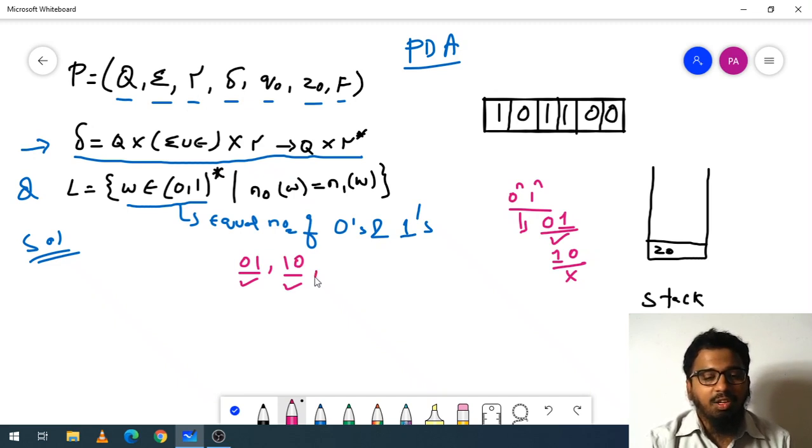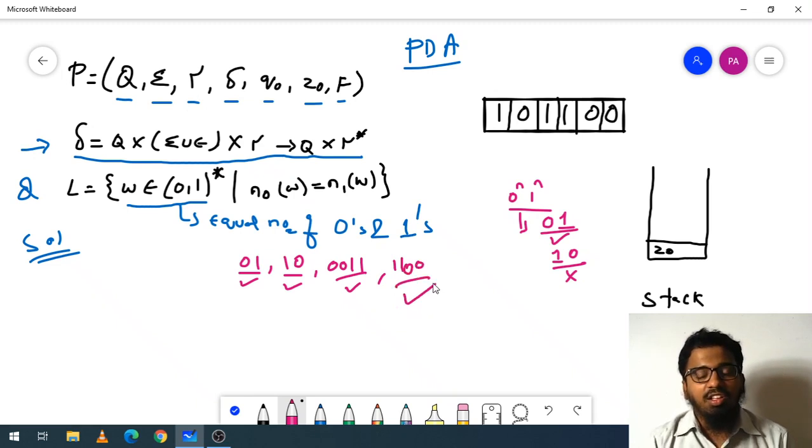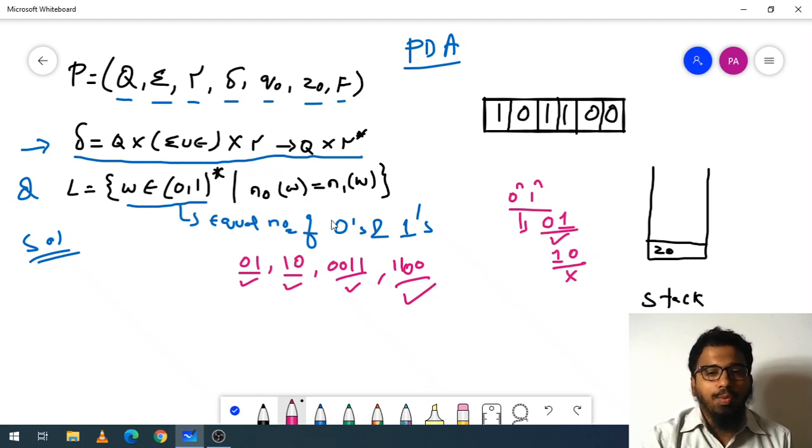Let me check another one. 0 0 1 1, is it valid? Yes, this is also valid. 1 1 0 0, is it valid? Yes, because there is an equal number of ones and zeros in the given string. I hope you understand this. Whenever we have this kind of language, you need to design a string in such a way that the language is satisfied. If I take any one of these, then it is valid.